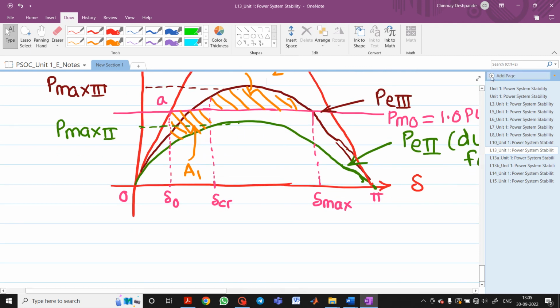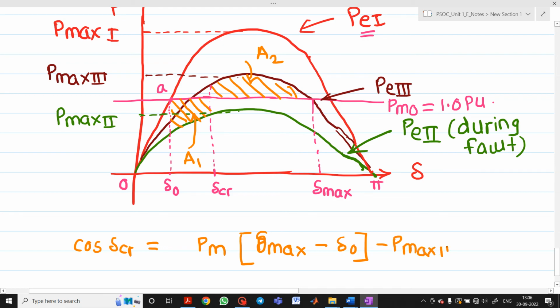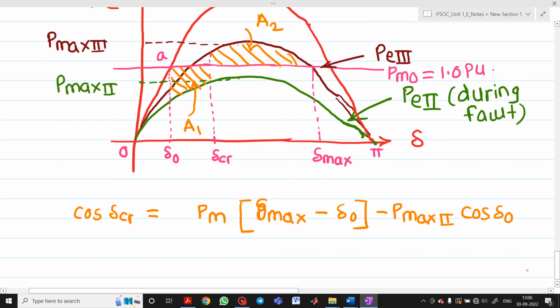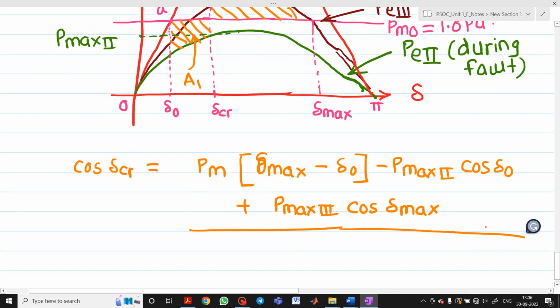So we can directly use the formula because it is very easy. What is the formula of cos delta CR? Let me write here. Cos delta CR will be equal to Pm into bracket delta max minus delta 0, minus Pmax2 into bracket cos delta 0, plus Pmax3 into cos of delta max. So this is your numerator, and divided by Pmax3 minus Pmax2.